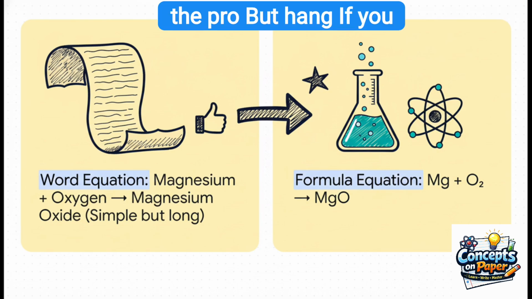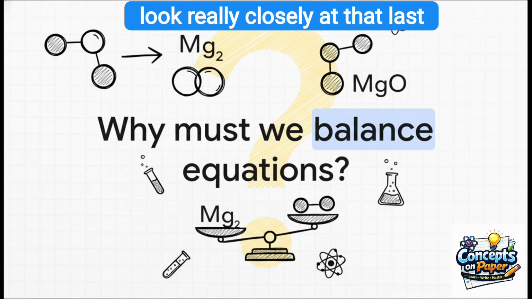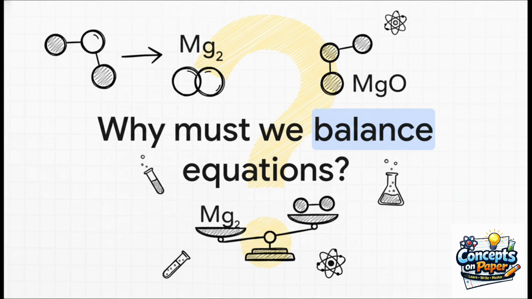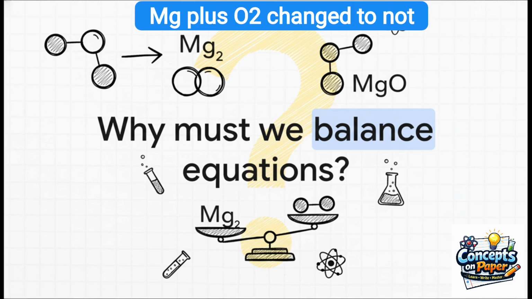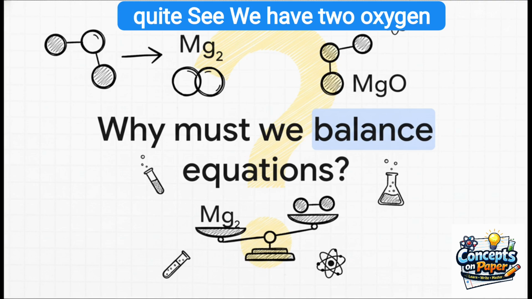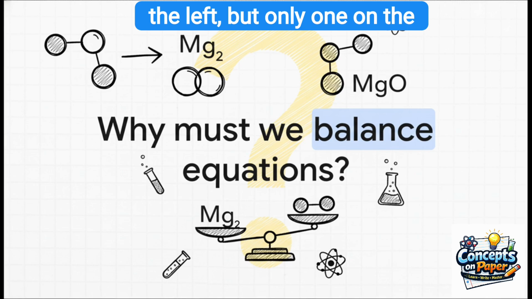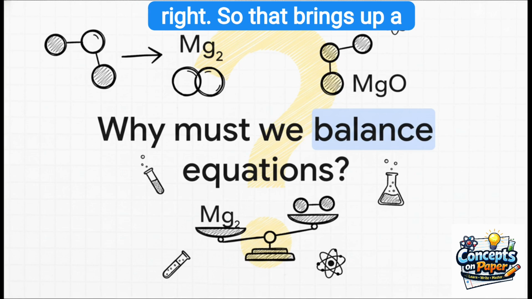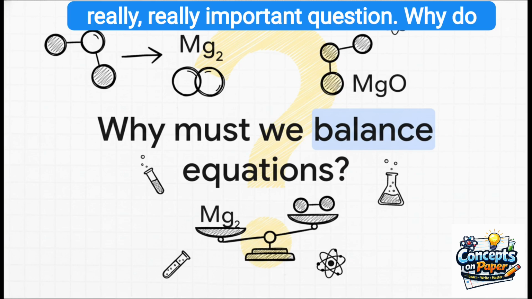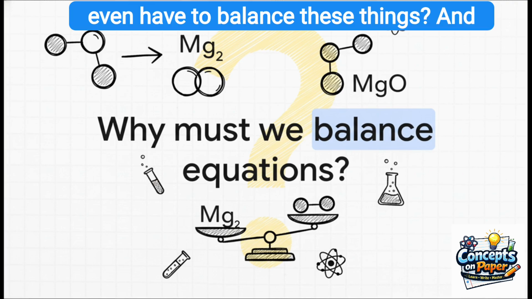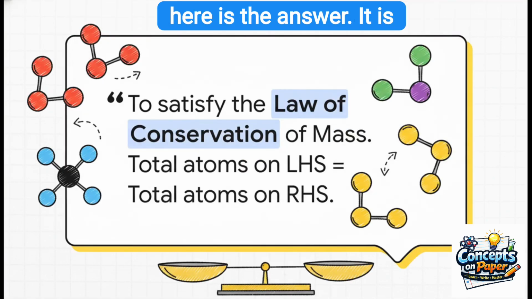It's the pro version. But hang on. If you look really closely at that last equation, Mg plus O2 changed to MgO, something's not quite right. See it? We have 2 oxygen atoms on the left, but only 1 on the right. So that brings up a really, really important question. Why do we even have to balance these things? And here is the answer.